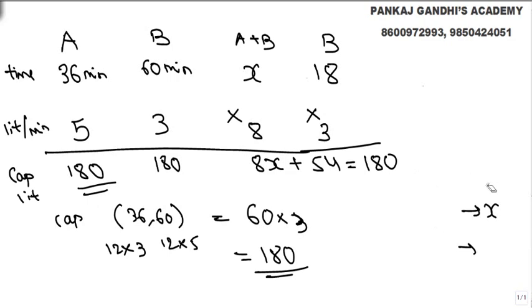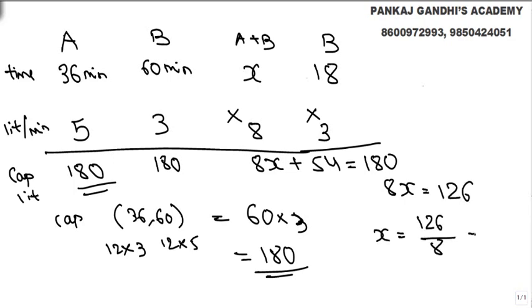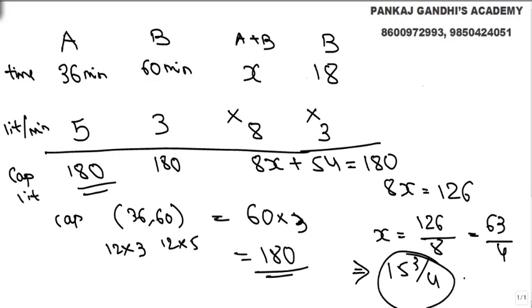So solving it, we get 8x equal to 126. x is 126 upon 8, that is 63 by 4, so that is 15 and 3 by 4 minutes. So after 15 and 3/4 of a minute, A can be switched off.